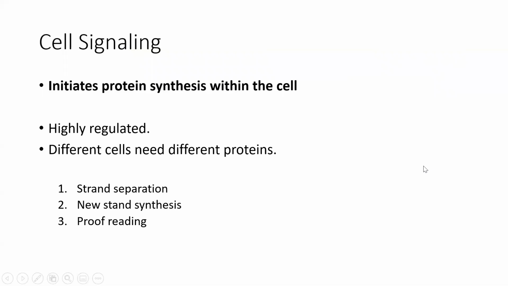So step number 1 is cell signaling. This is going to initiate protein synthesis within the cell, again, triggering the nucleus and then the ribosome to create the protein. This is highly regulated, and different cells require different proteins. So the first step in this cell signaling is going to be separating the strand, creating a new strand, as well as proofreading that strand to ensure that there's no DNA mutations.